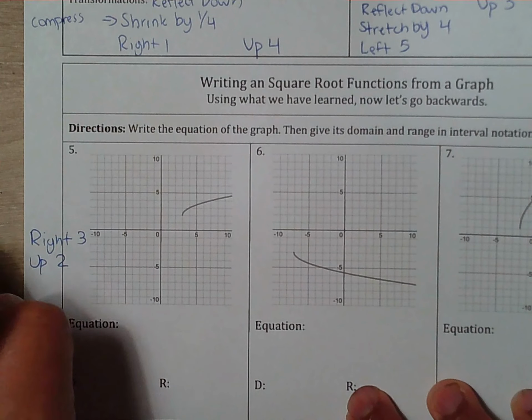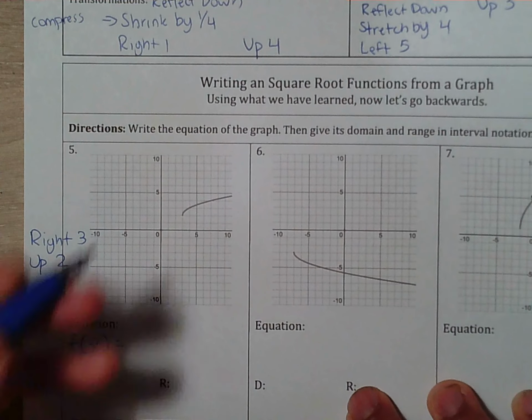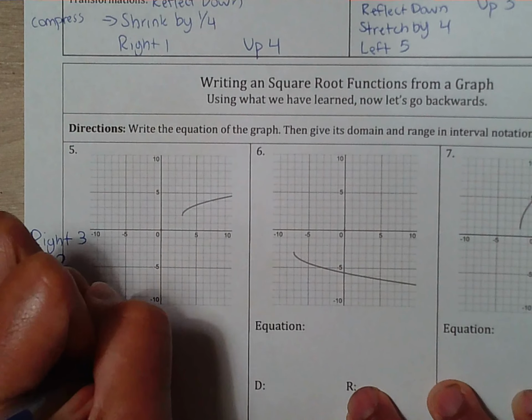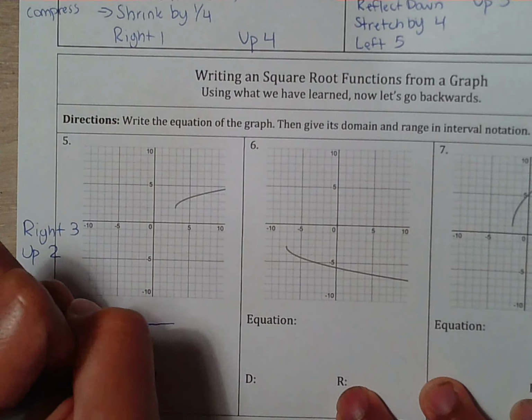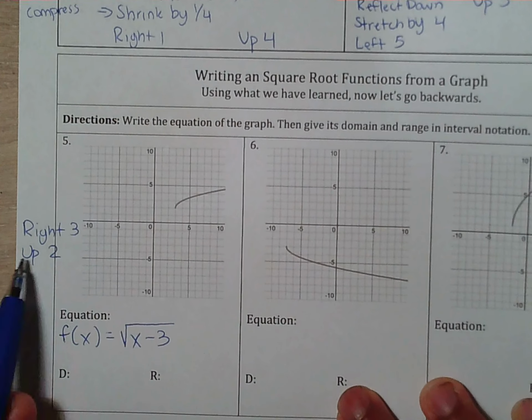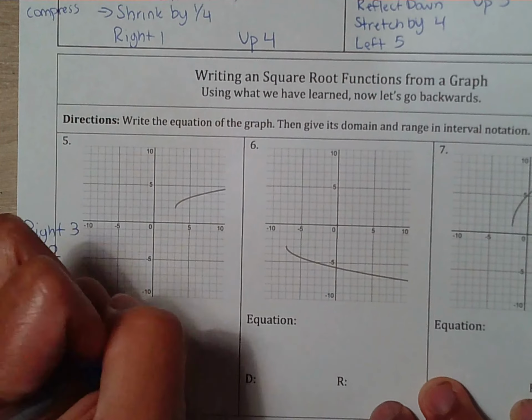So f of x is equal to, we don't have any a values, so let's write our square root of x. And then we're going to go to the right 3, so we're going to subtract 3. And then we're going to go up 2, so it has to be outside the radical. We're going to plus 2.